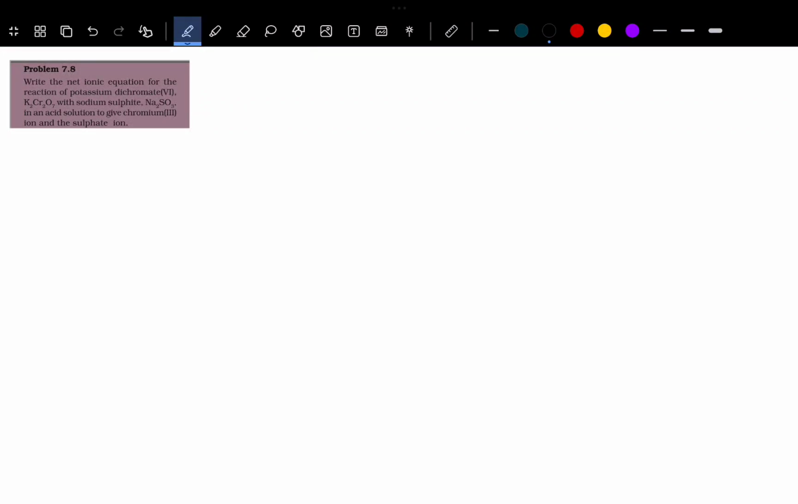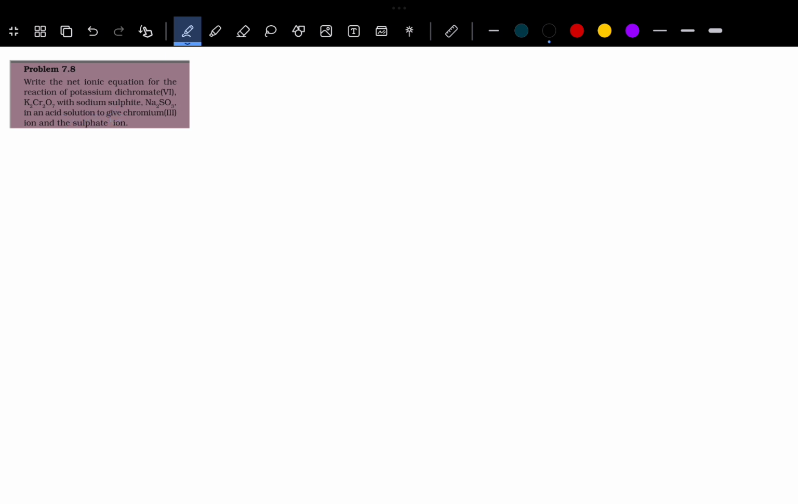In this video, I'll be explaining balancing redox reactions by the oxidation number method. Here I have taken an example from NCERT, problem 7.8. The question is: write the net ionic equation for the reaction of potassium dichromate with sodium sulfide in an acid solution to give chromium ion and sulfate ion.